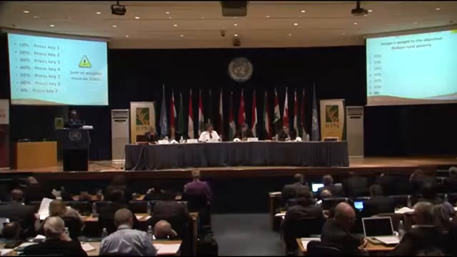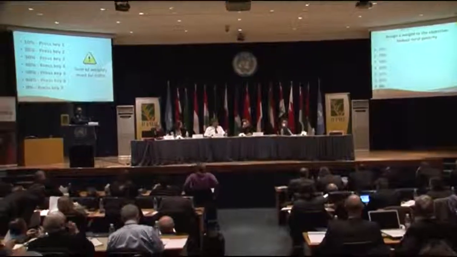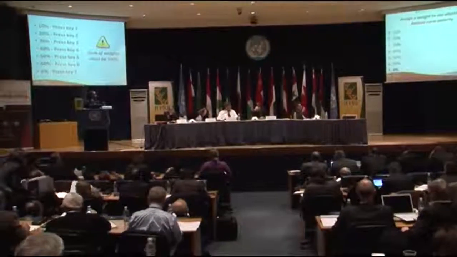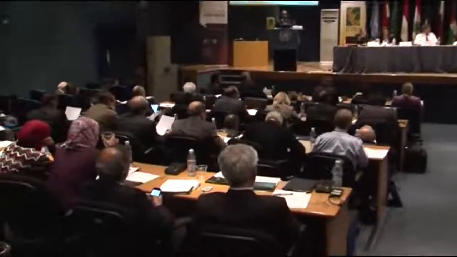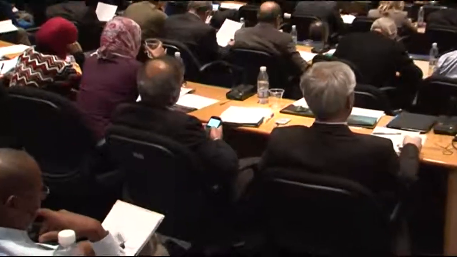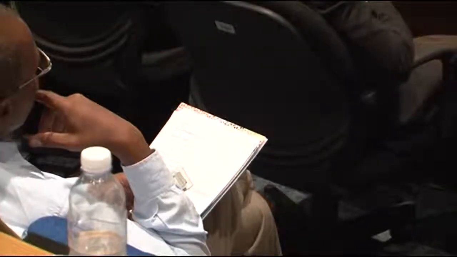Okay, so now we're going to vote using the Digivoting cards. And this should be easy because you already know what key you should press. So the first slide is the vote on the weights for the objective Reduce Rural Poverty. So please enter the key that corresponds to the percentage that you want to assign to this objective, Reduce Rural Poverty.